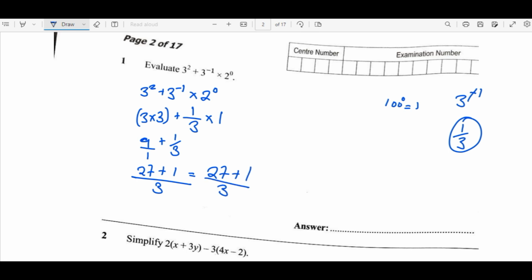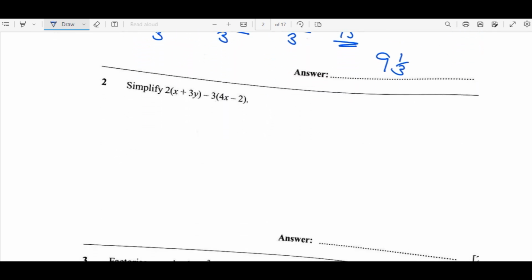So when you add 27 plus 1, it is 28. So we're going to have 28 over 3. So this is an improper fraction. So you can change it if you want to a mixed fraction, where you say 3 into 28. So 3 into 28, you're going to have 9. And then remainder, it is 1 over 3. So that was the answer, 9, 1 over 3. So let us move quickly to the second question.